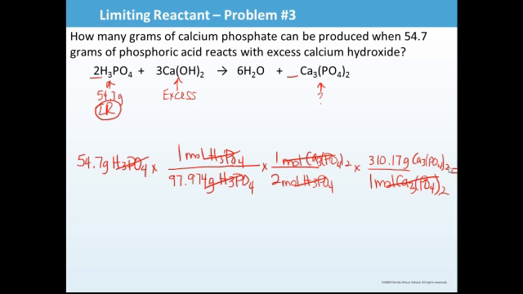We're going to multiply everything on the top. We're going to divide by everything on the bottom. And when we do that, we get an answer of 86.5 grams of calcium phosphate. So 86.5 grams of calcium phosphate. Once again, they told us what the excess reactant was, therefore we know what the limiting reactant is. We always use a limiting reactant to solve for how much of our product we need.